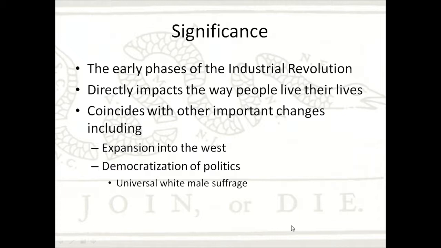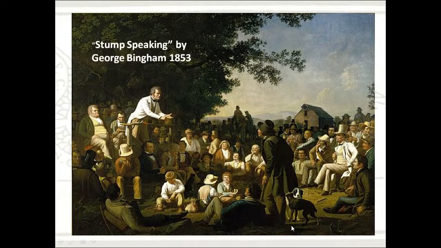Now, when we talk about democratization of politics, what we really mean is this universal white male suffrage. As you probably remember, most states, in fact, were removing property requirements, allowing all white males to vote. So if you look at this painting here, which is called Stump Speaking by George Bingham, done in 1853, you can see that people from all walks of life are coming together to discuss issues. And so you have the sort of well-to-do on the stump and the less well-to-do who's actually interacting with that person directly. What you don't see in this painting, however, would be any women or any minorities.